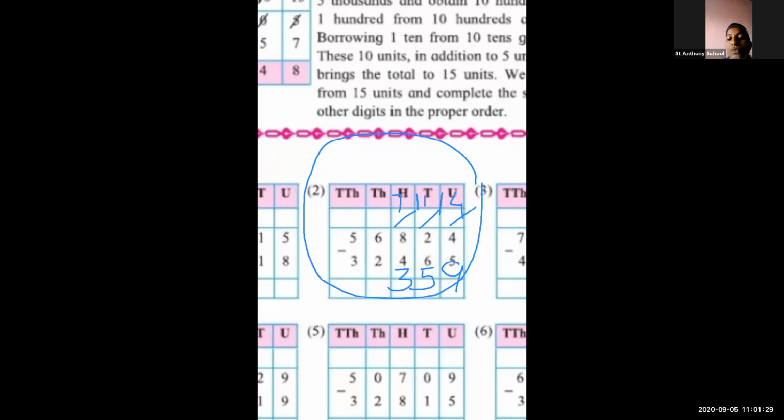Again, 6 minus 2. Your answer is 4. And 5 minus 3, your answer is 2. So what is the full answer? 24,359. Okay, this is the second sum.